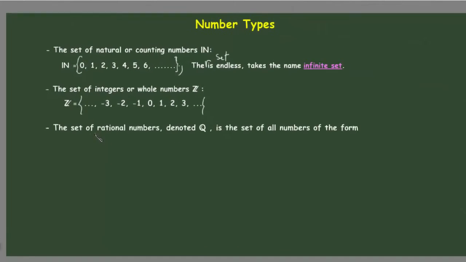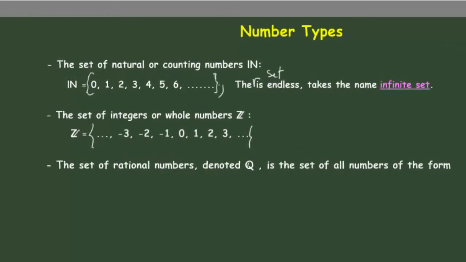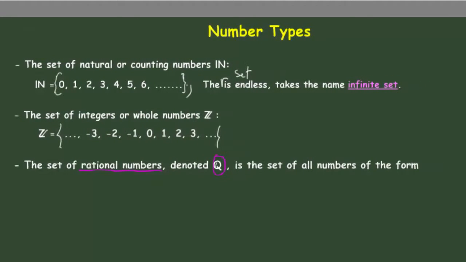Now we have the set of rational numbers. I think I should do it like this. We have here rational numbers, denoted Q. We have here the set of integers or whole numbers, and that was Z in this case. And we had before the set of natural or counting numbers. That was N. All right, to make it clear.